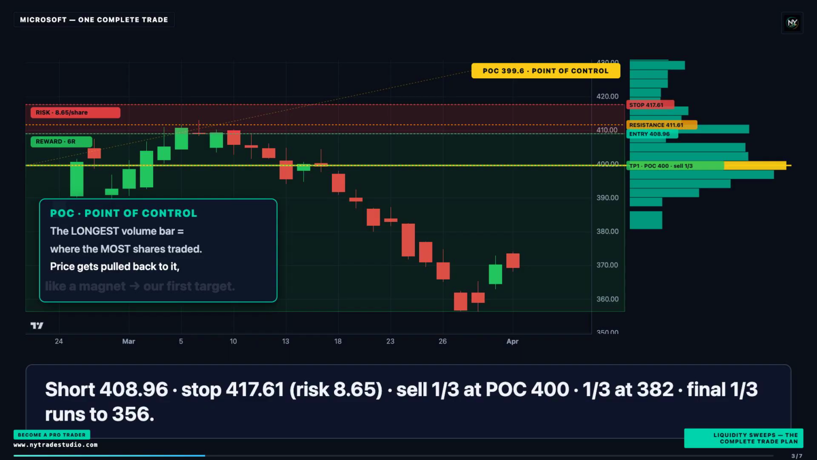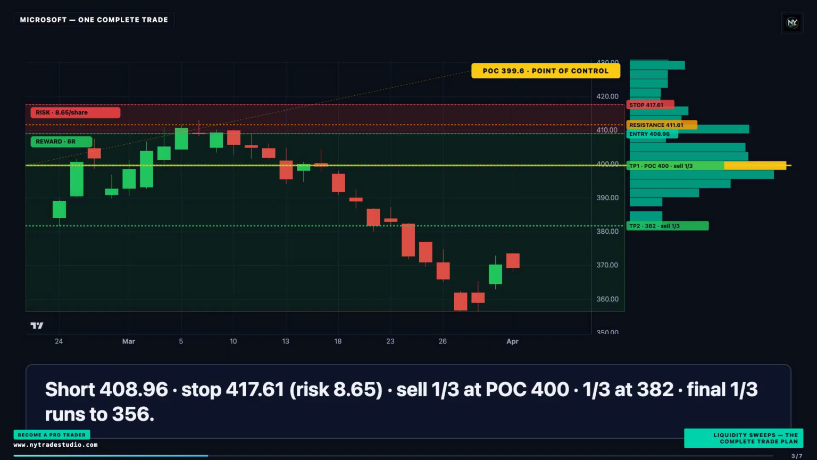We sell 1/3 of our shares there. Our second target is the prior low at 381. We sell another third. That leaves a final third, our runner. We let it ride the trend down, trailing our stop behind it, all the way to 356 before we are out. So a third, and a runner.